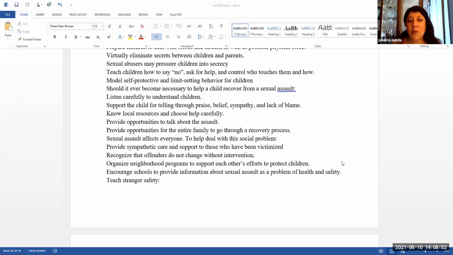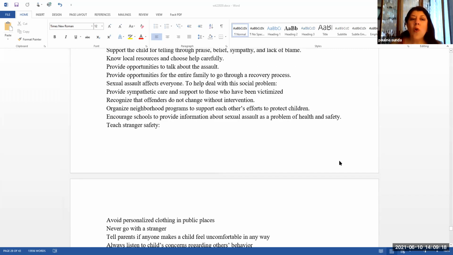Provide opportunities to talk about the assault. Provide opportunities for the entire family to go through a recovery process, because this is something that the whole family has gone through. Sexual assault affects everybody. So to help deal with this social problem, you want to provide sympathetic care and support to those who have been victimized. Recognize that offenders do not change without intervention. Organize neighborhood programs to support each other's efforts to protect children. Encourage children to provide information about sexual assault as a problem of health and safety.